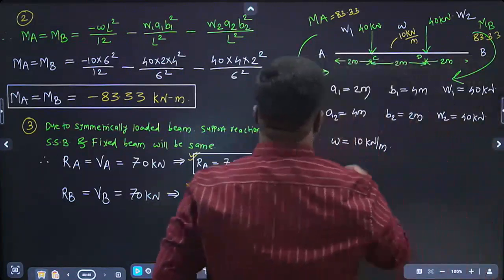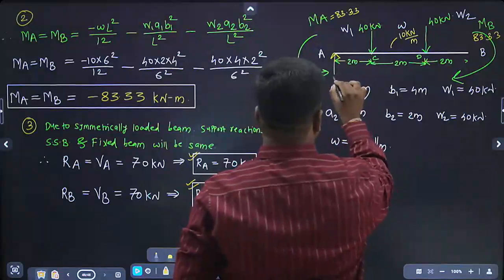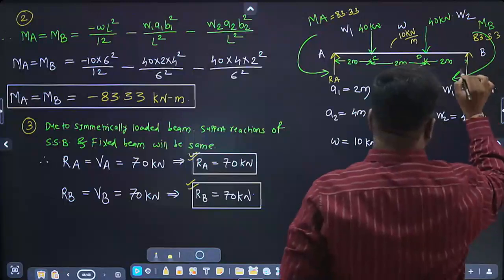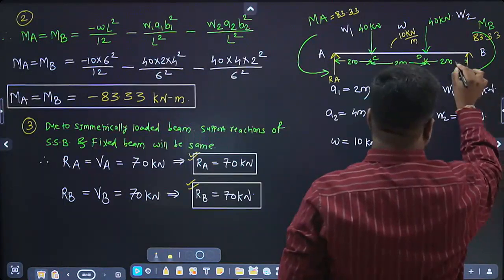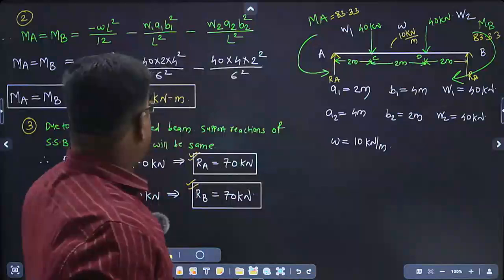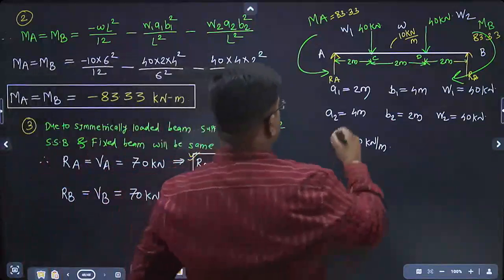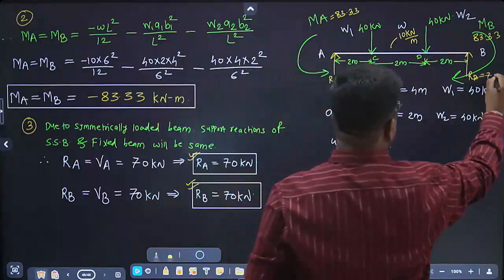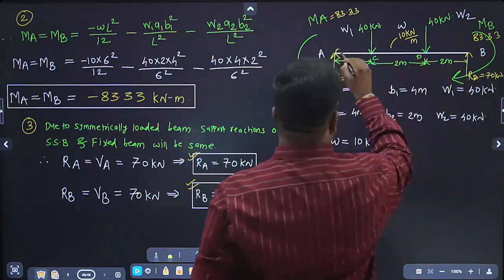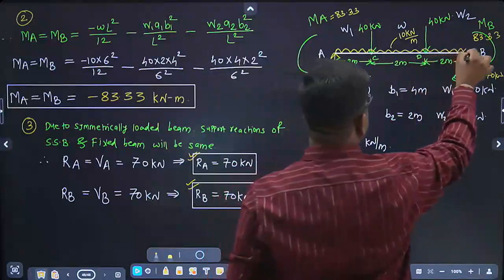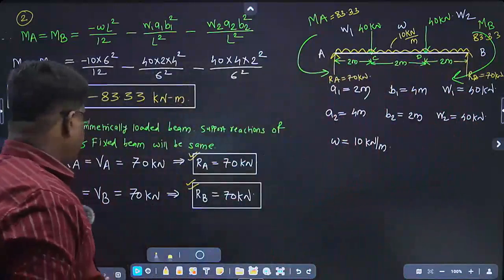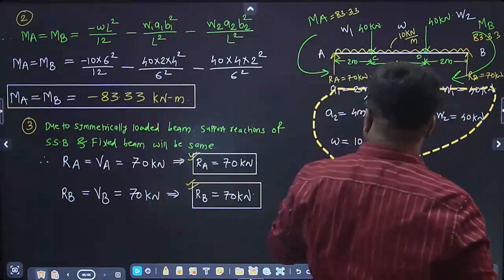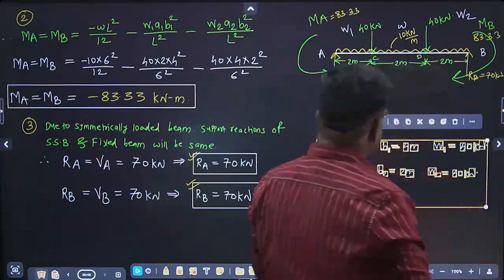Now here will be the reaction. RA means support reaction. RA means what? Support reactions of the fixed beam, and RB. RA and RB are 70 kilonewton each, and UDL is acting. So this is the FBD, free body diagram of the fixed beam.